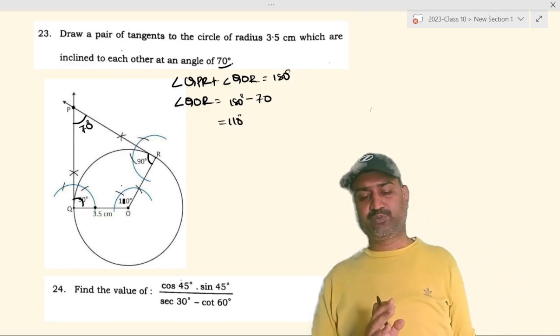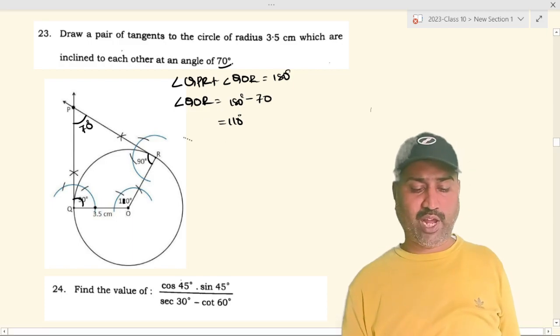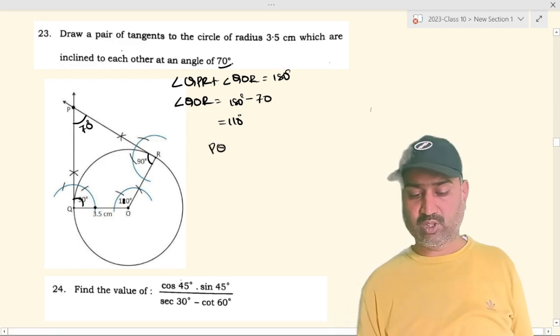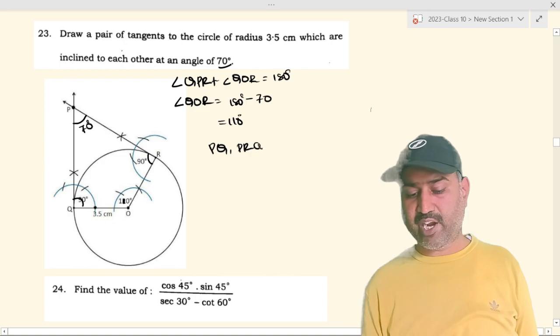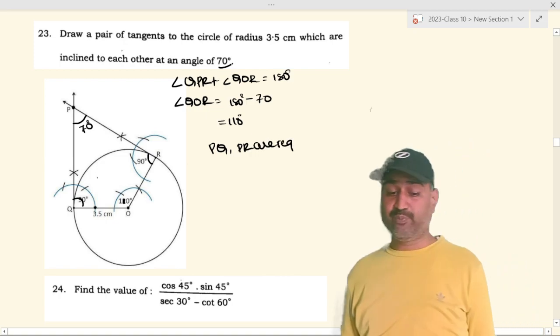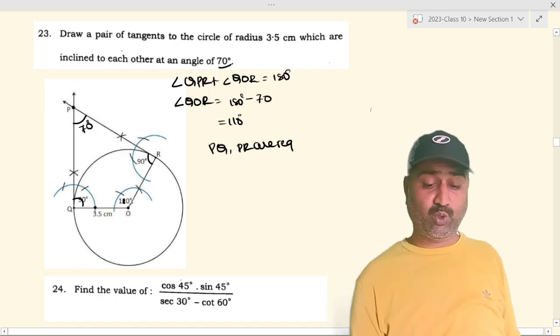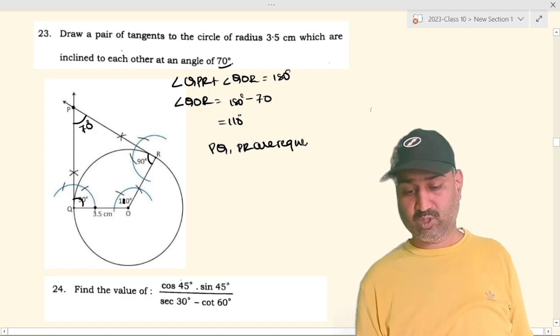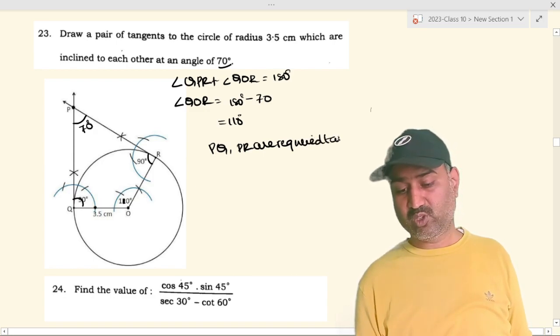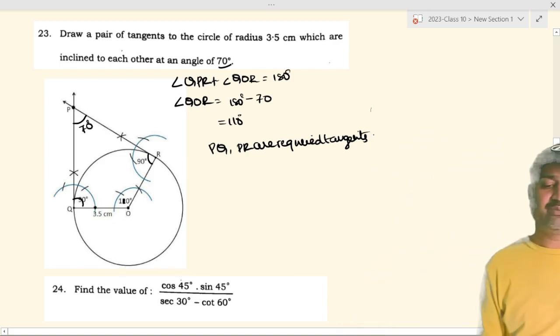Therefore, use protractor. Ultimately, draw two tangents, that is PQ and PR. PQ and PR are required tangents, right? The angle should be 70 degree here, and therefore we have to take 110 degree, that is angle O is equal to 110 degree. PQ and PR are the required tangents, right?